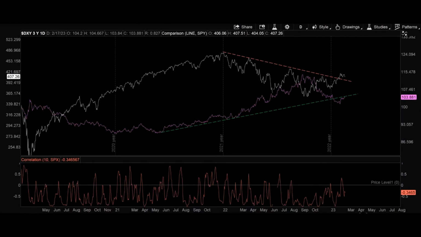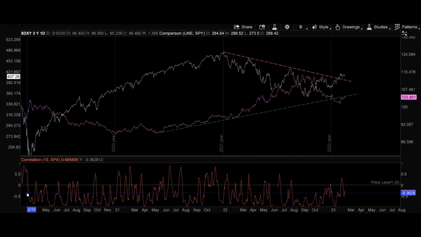I currently have a 3-year chart of the daily time frame showing DXY, the dollar strength index, and SPY. Below is a correlation study which oscillates between -1 and 1. I have a line at 0 to reflect when the correlation is positive or negative. And as you can see, the correlation has been negative more often than not since 2020, since the COVID crisis began.